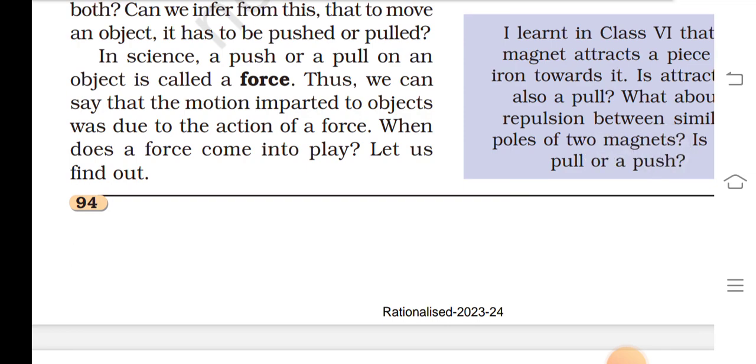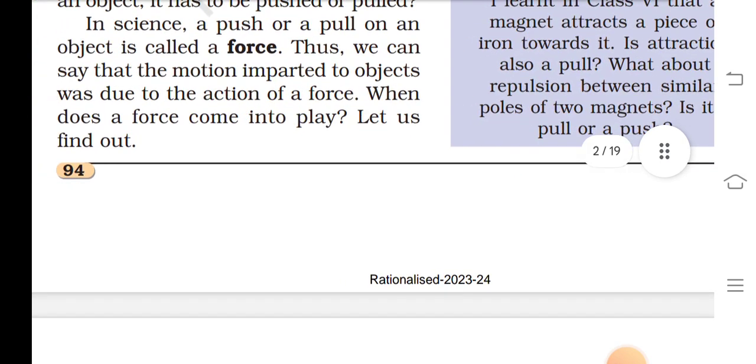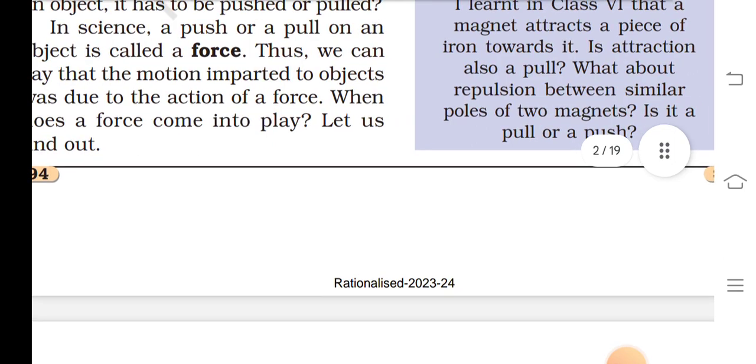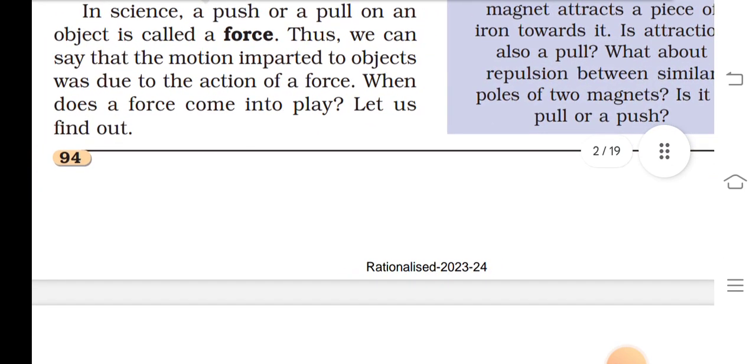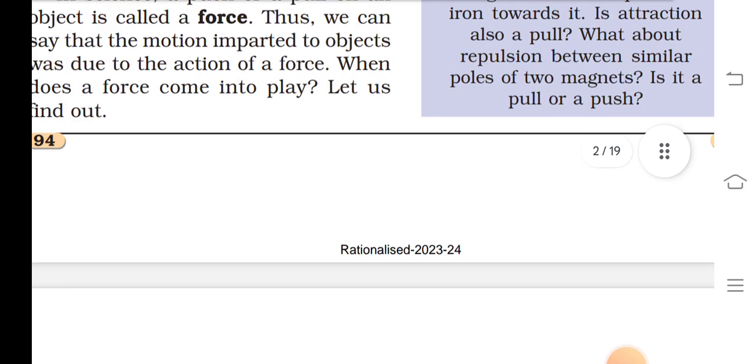In science, a push or pull on an object is called a force. Thus we can say that the motion imparted to an object is due to the action of force. When does a force come into play? Let us find out.